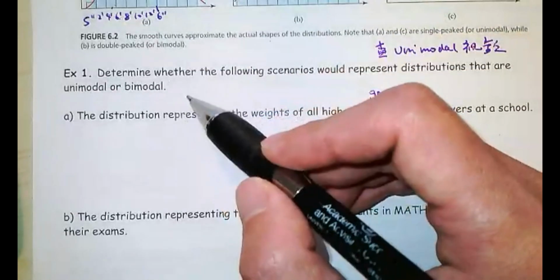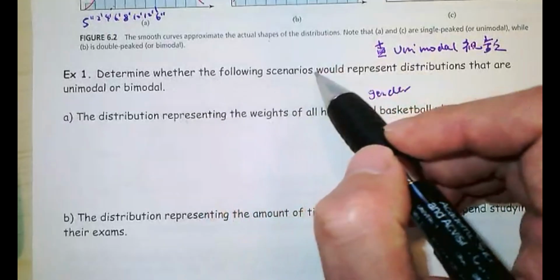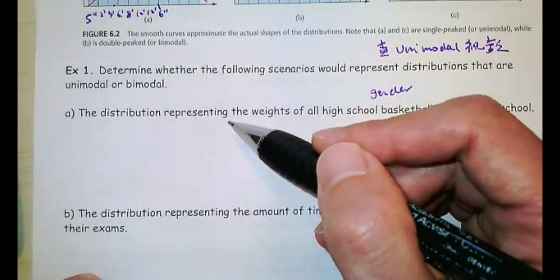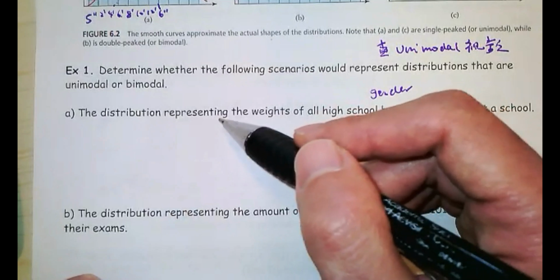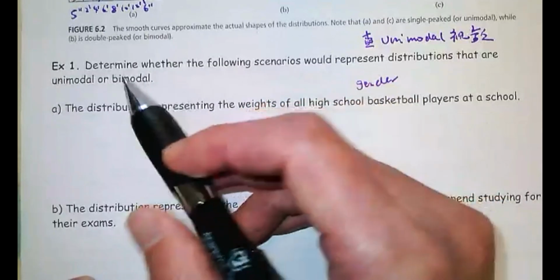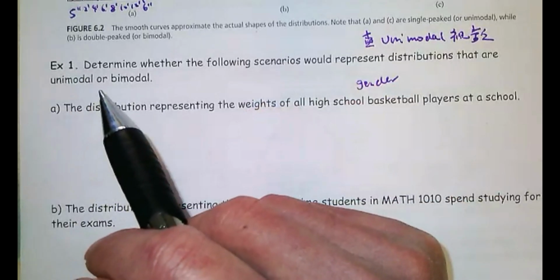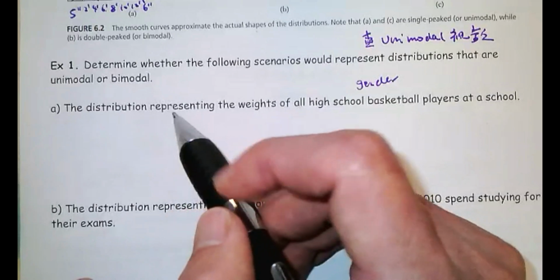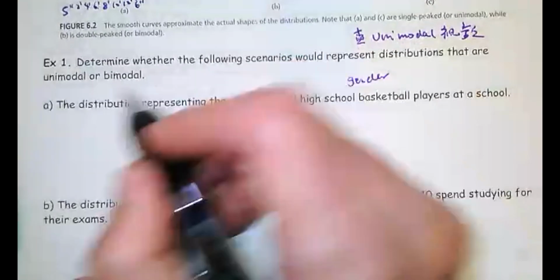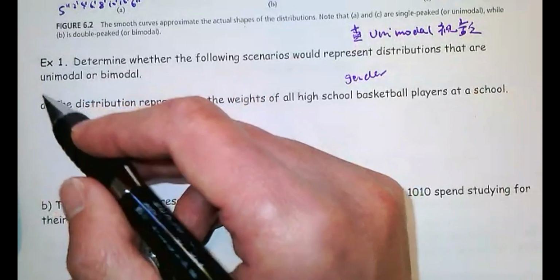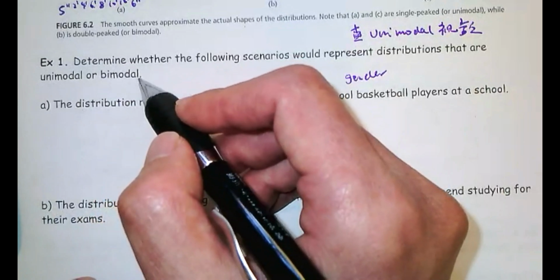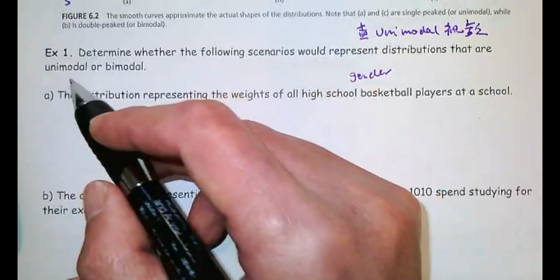Here comes our first example. Determine whether the following scenarios would represent distributions that are unimodal or bimodal. After watching the short video made by that little girl and her parents, I assume her parents were assisting her in making the video. Do you remember what unimodal is, what bimodal is? Unimodal is when there's one value that appears most often when you collect the data. Bimodal is when we have 2 values that appear most often. So the idea is simple.